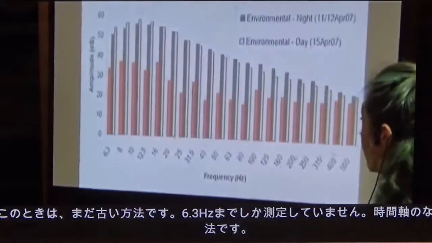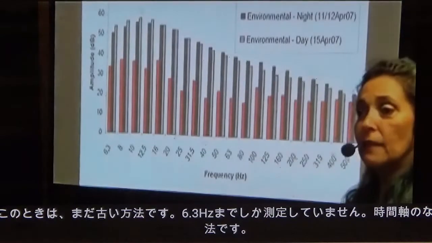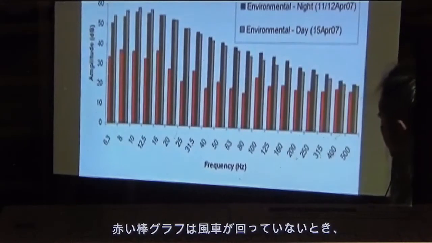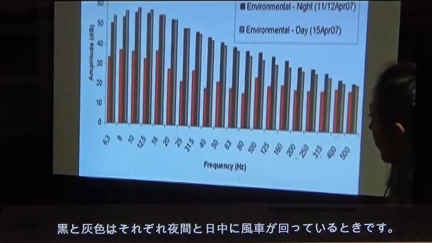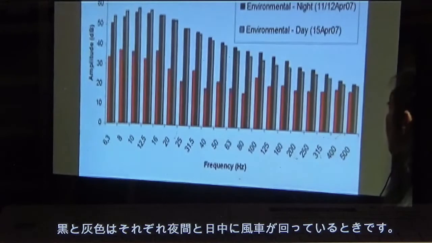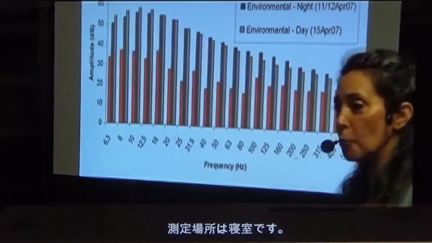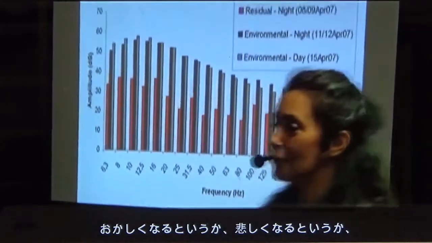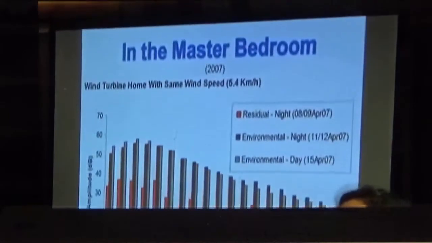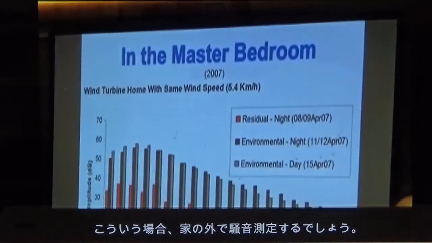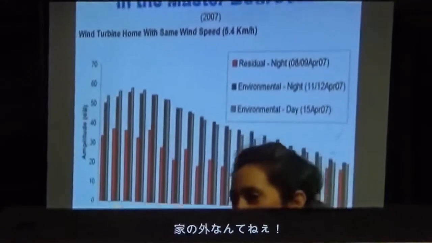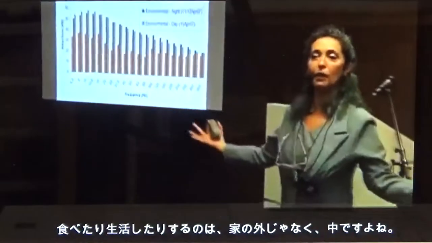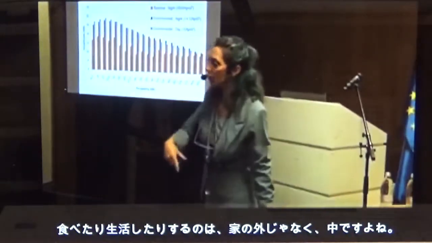Still, with the old methods, it only goes down to 6.3. This is the old photograph method. The red is when they are not rotating, and the black and the gray is when they are rotating in the night and in the day. In the bedroom. That's another thing that sometimes is very funny for me or sad, I'm not quite sure. But they measure the noise outside of the house. Outside of the house. I'm not sleeping out there. I'm not living, eating, enjoying my life. It's not outside. I'm in the house.